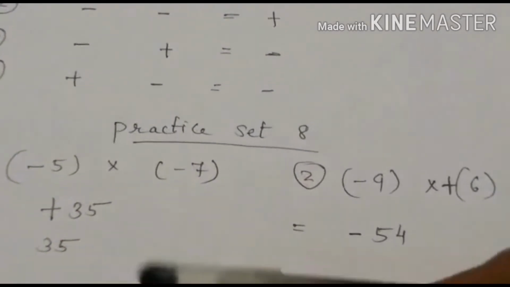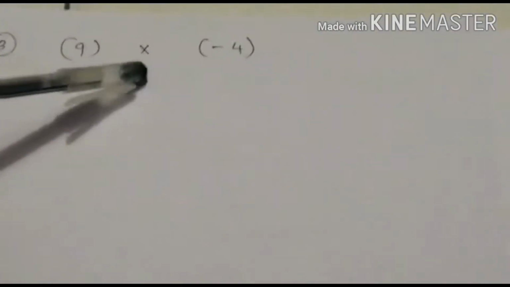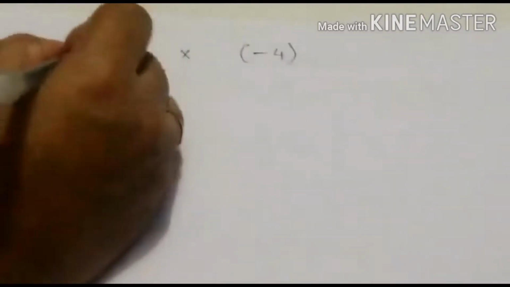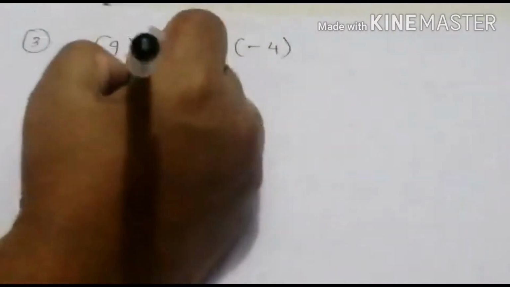We'll move to the third example. 9 multiplied by minus 4. What is the third example? 9 multiplied by minus 4. For 9, no sign is there, means it is plus sign. Plus minus is what? Minus. So 9 fours is what? 36. So the answer is minus 36.